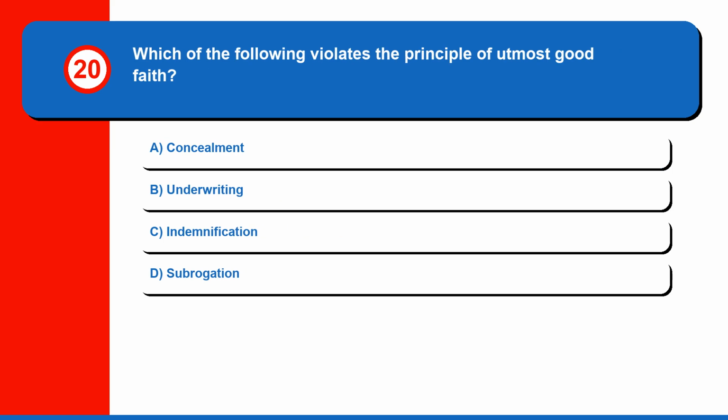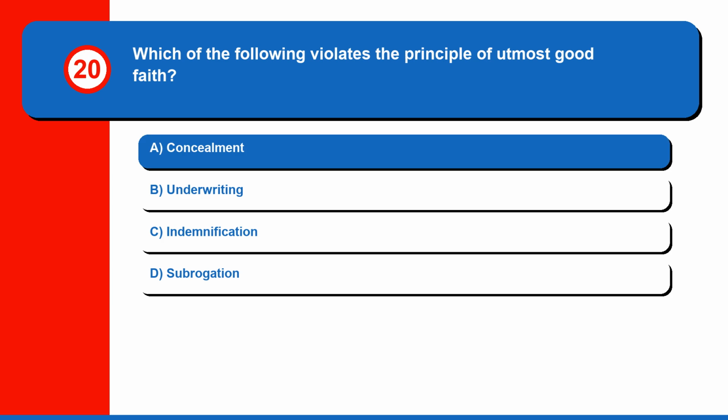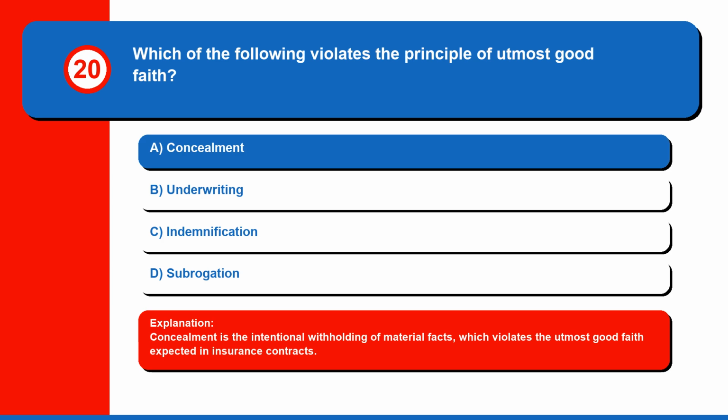Question 20. Which of the following violates the principle of utmost good faith? A. Concealment, B. Underwriting, C. Indemnification, or D. Subrogation. The correct answer is A. Concealment. Concealment is the intentional withholding of material facts, which violates the utmost good faith expected in insurance contracts.